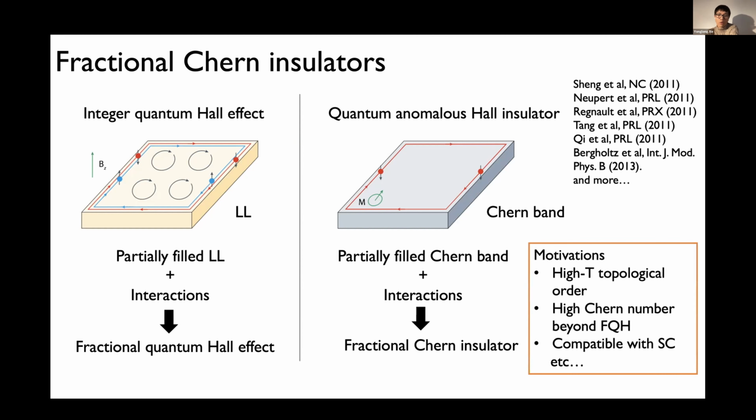The motivation for looking for these states is that, in principle, they could survive to higher temperature. And one big difference from the Landau level, which is essentially a system with a Chern number of 1, is that for a generic Chern band you can have Chern number 2, 3, 4, which means you can realize states that are beyond the fractional quantum Hall states. And the fact that you can, in principle, stabilize them down to zero magnetic field means that they are already very compatible with superconductivity.